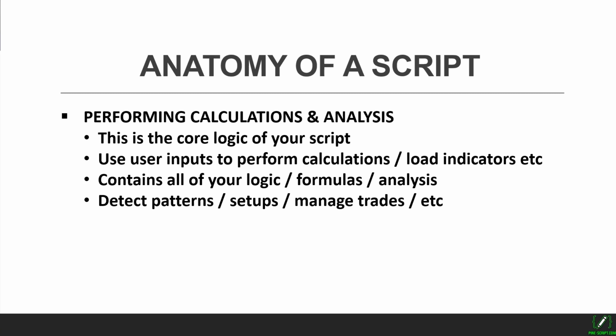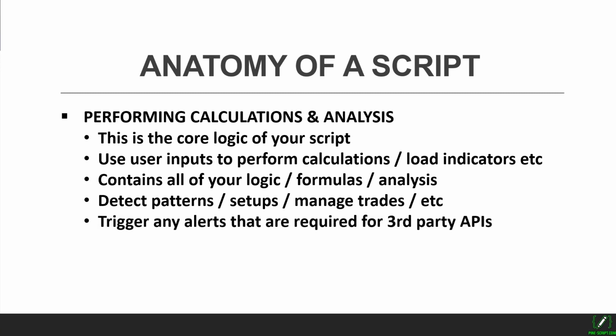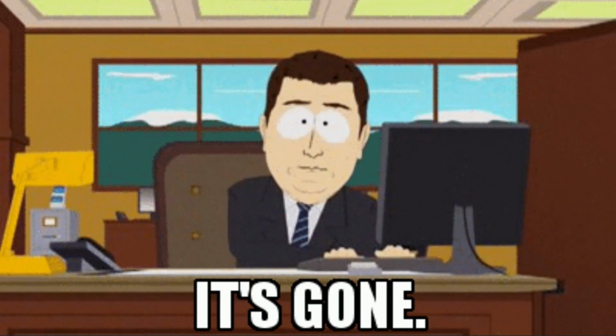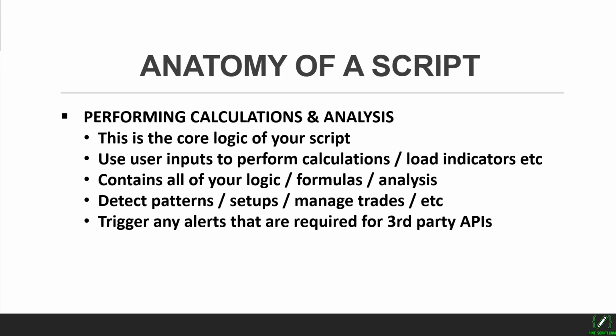This is where we manage our trades, for example, if we're working with a strategy tester script. And this is also where we trigger any alerts that are required for third-party APIs, in other words, automated trading. This is a very advanced subject that comes with a lot of danger and risk if you are inexperienced. So we will cover this at the end of the mastery course, but during your analysis, you may need to trigger some alerts to send commands to a third-party API, like Pine Connector, for example, which is a MetaTrader expert advisor that receives your TradingView alerts and then manages trades based on the commands that you give it. So that is the core of our script, our core script logic section.